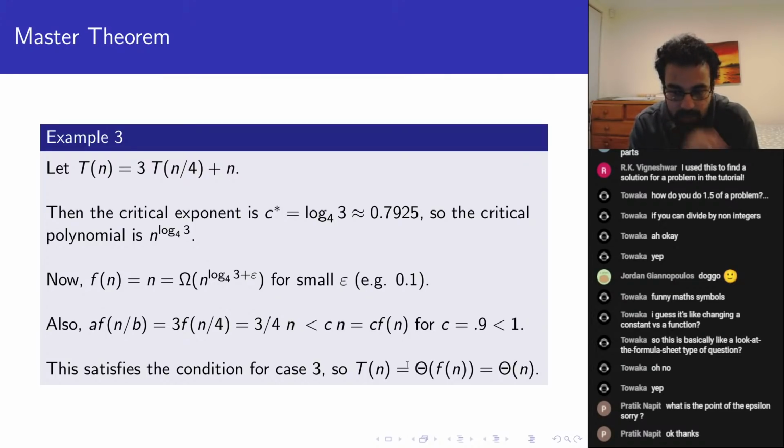Any questions about case 3 before we move on? So about case 3 of the master theorem and indeed this example.